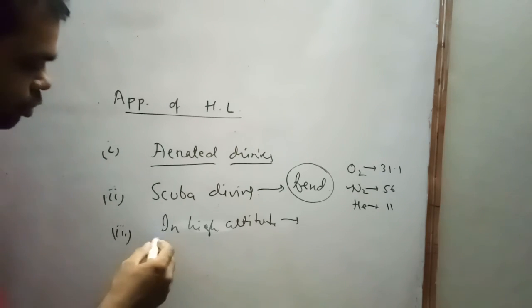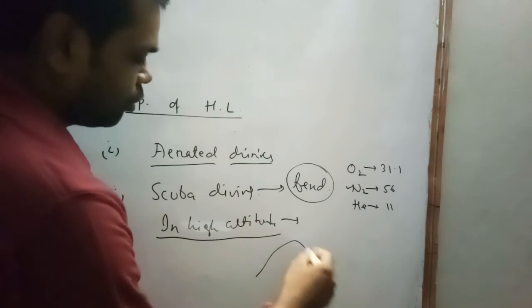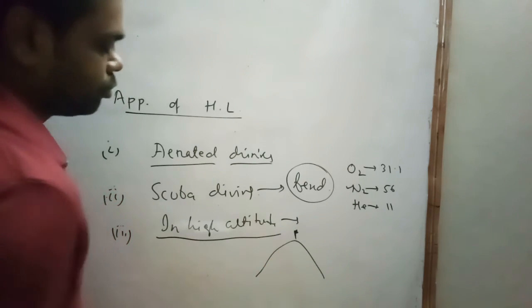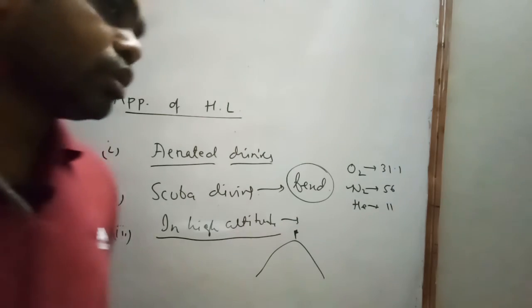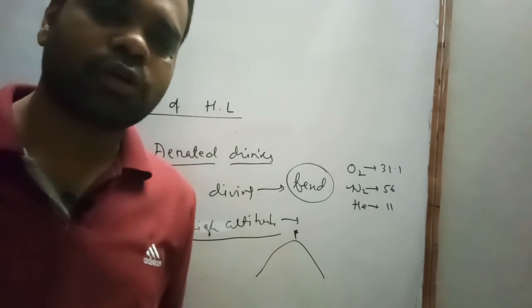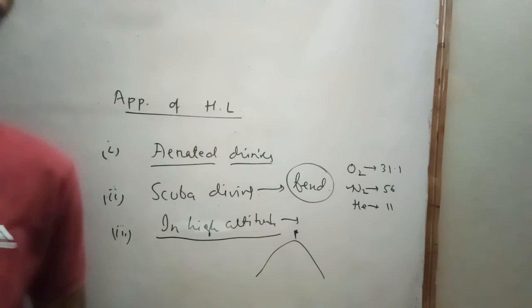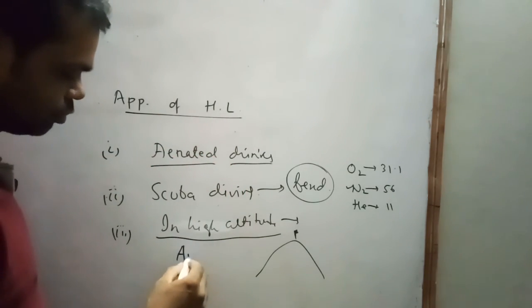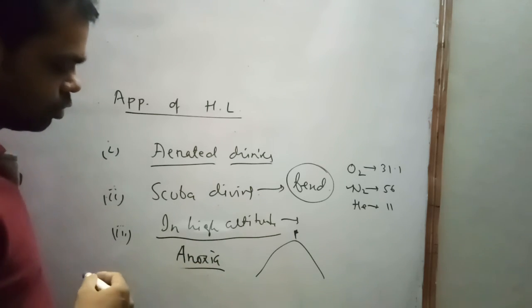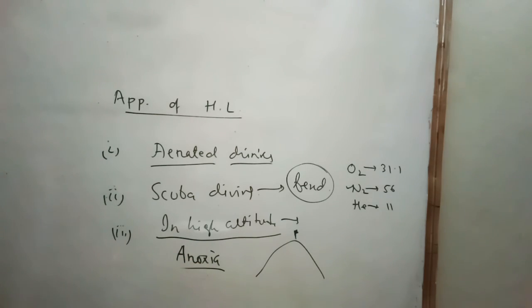At high altitude also, students, when we go to high altitude, the air pressure becomes low, and due to low air pressure, a low amount of oxygen is soluble in the body, and due to the lack of oxygen our brain is unable to think properly. That medical condition is called anoxia. If anoxia happens, people are unable to think and become dizzy. So these are the applications of Henry's law that you have to note down.